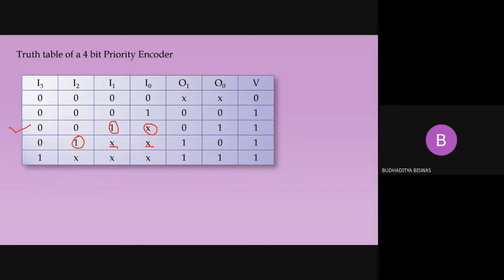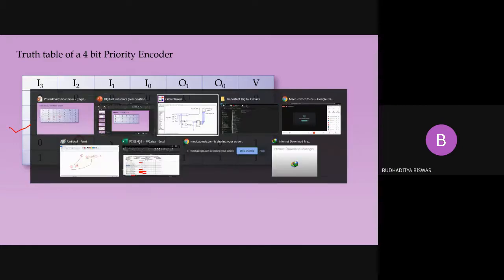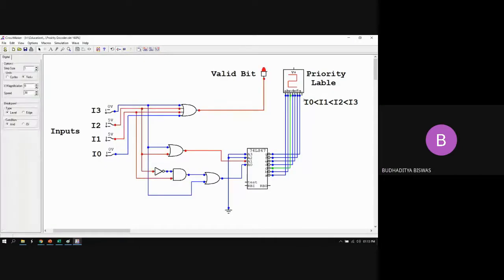Okay sir. This is a don't care. Don't care means maybe 0, maybe 1. But the condition is that if the highest priority input is 1, then it doesn't look at the lowest priority level. I will show you here. This is the 7447, just for converting the outputs O1 and O0 to a decimal value so that it can be easily understood by everybody. This is the priority level: I0 has less priority compared to I1, less than I2, less than I3. So I3 has the highest priority level, then I2, then I1, then I0. And this is the indication of the valid bit.